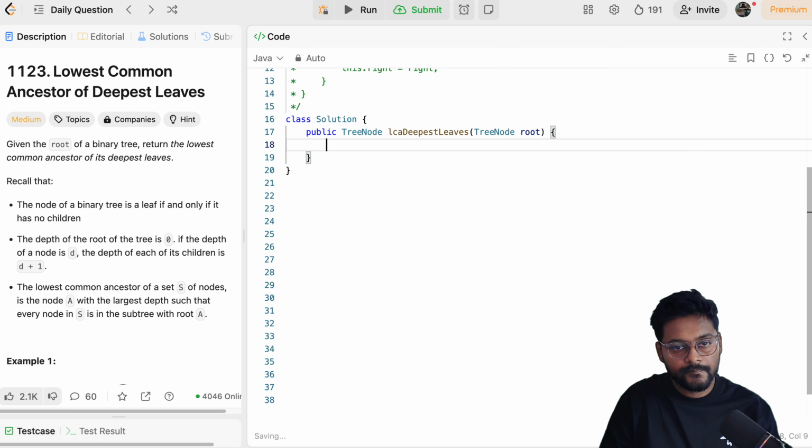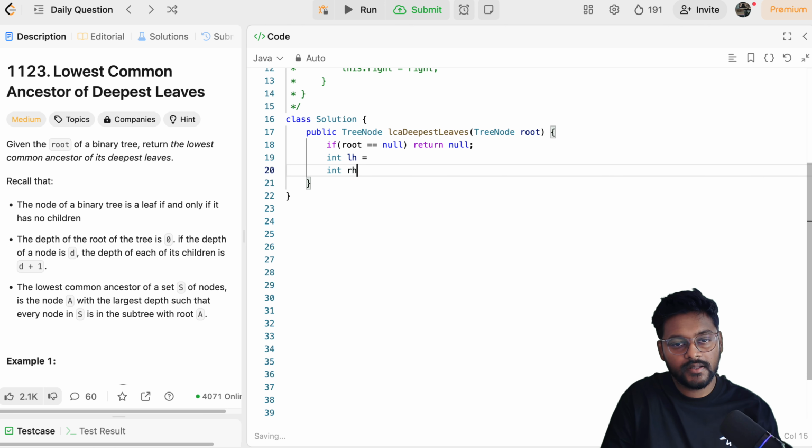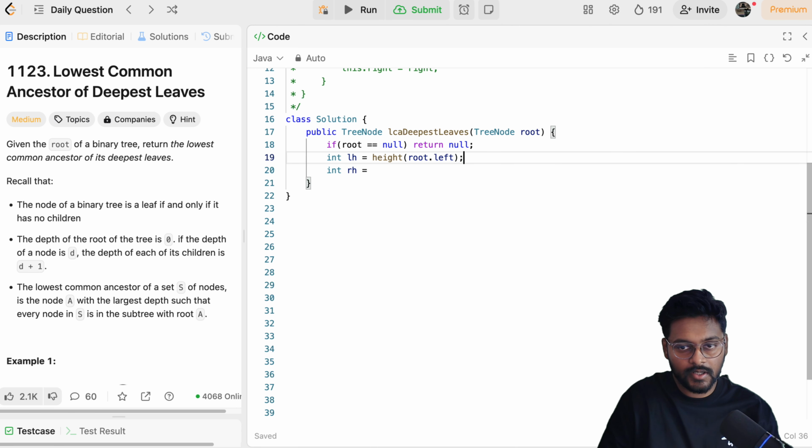First of all, lowest common ancestor of deepest leaves. If the root is null, what can we return? We have to return null. Otherwise, I will be calculating the left height and the right height. How can I calculate the height? Left height, I will be calculating for root dot left, and the right height, for root dot right.